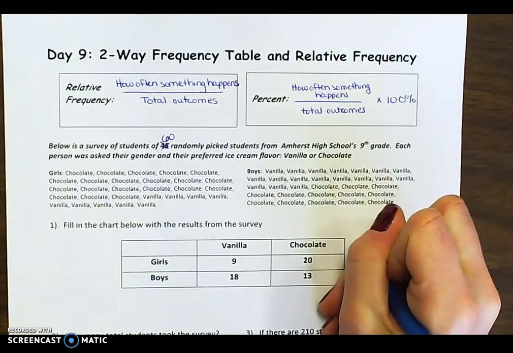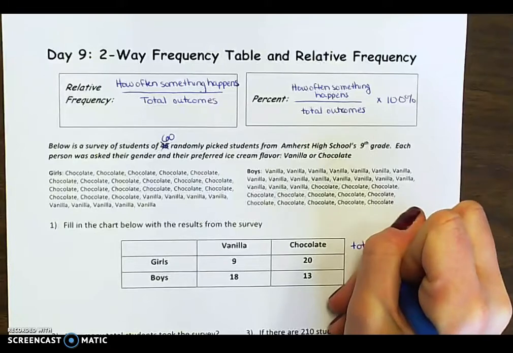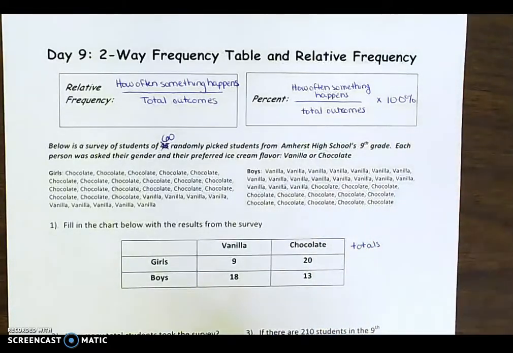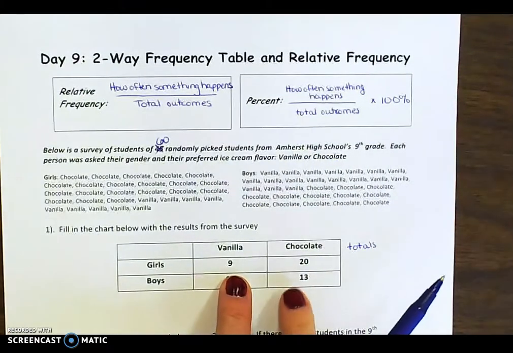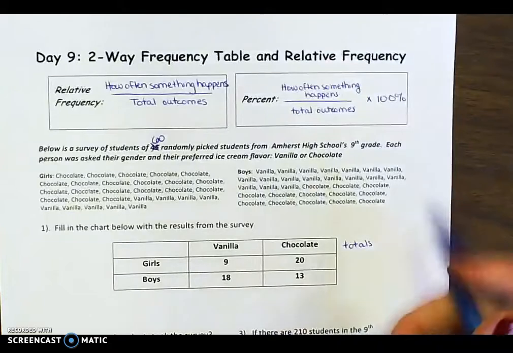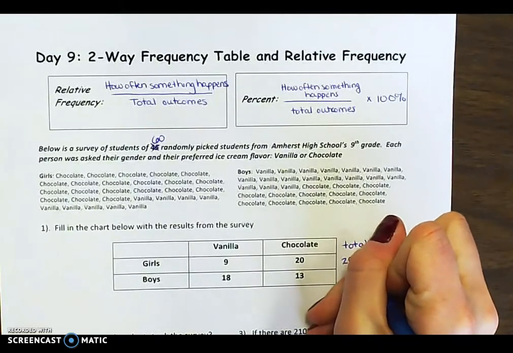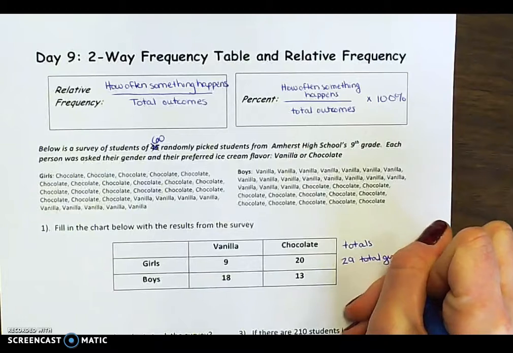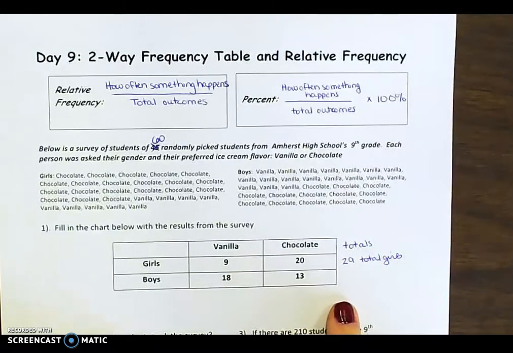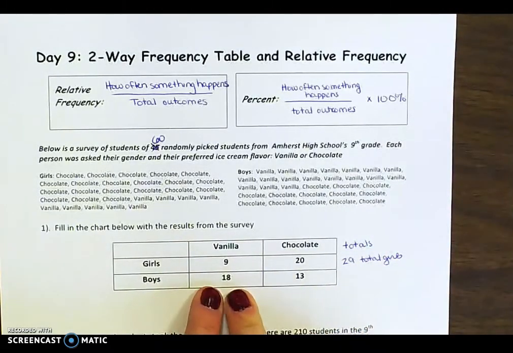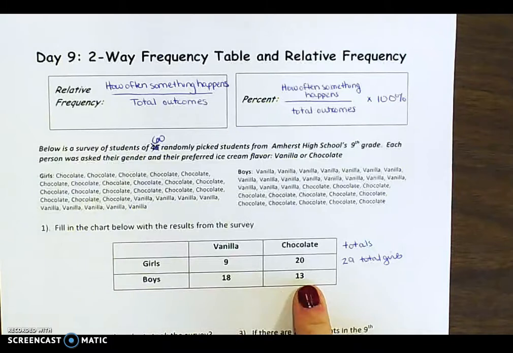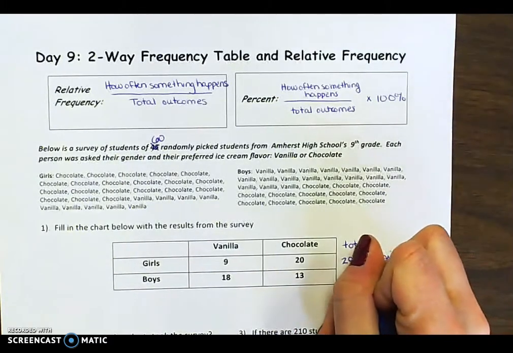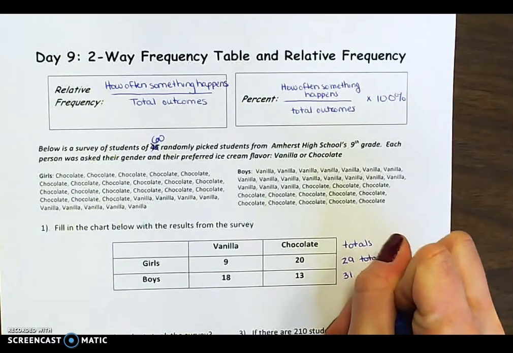So let's come over here and add on a column for our totals. So how many total girls are there? Well, 9 chose vanilla, 20 chose chocolate. So that means there's going to be 29 total girls. Okay, now let's take a look at the boys. 18 chose vanilla, 13 chose chocolate. That means there's a grand total of 31 total boys.